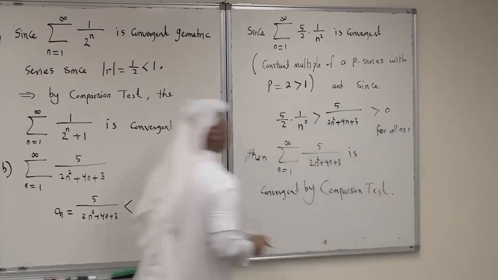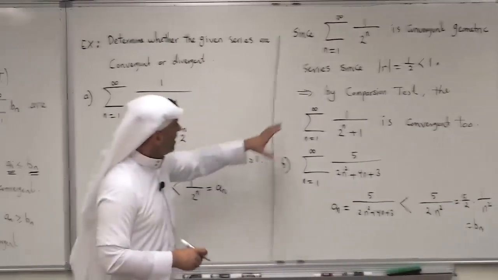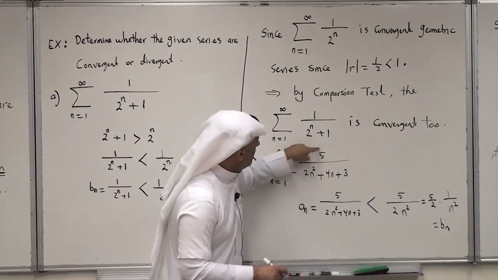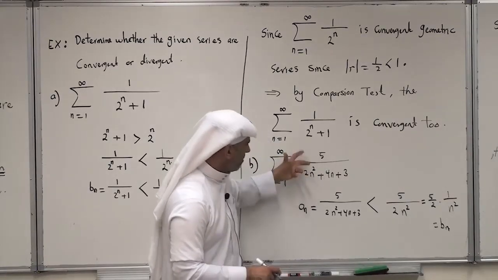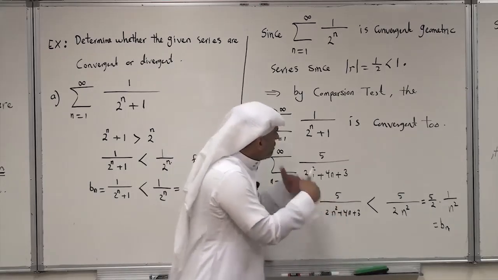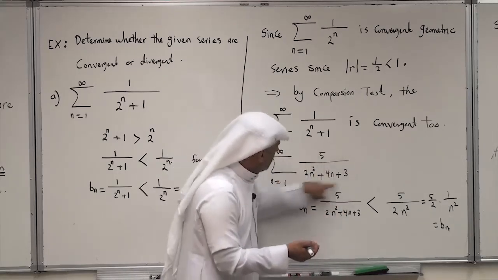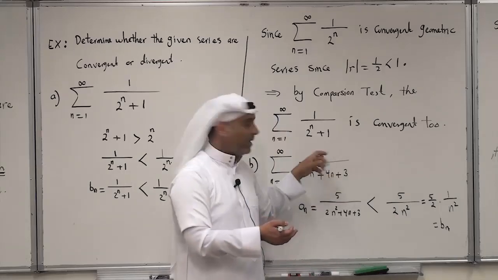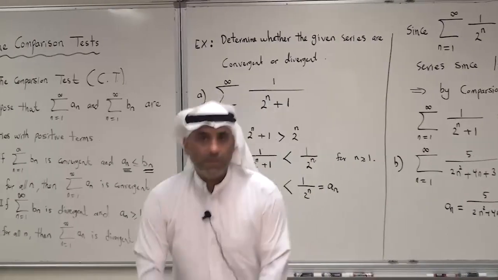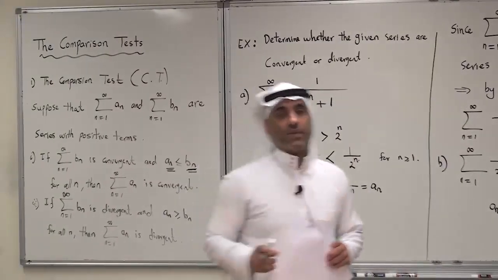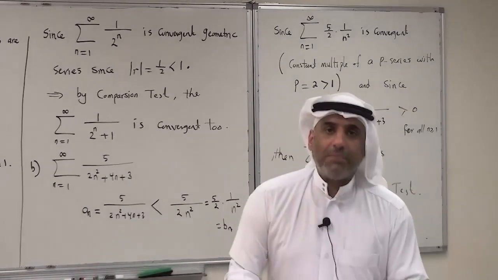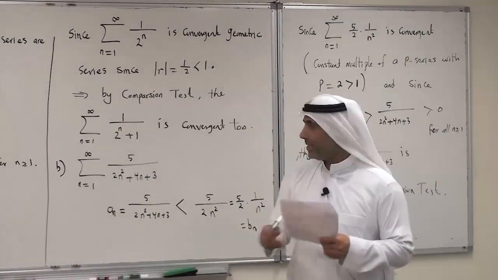Okay, so this is the idea of how to apply the comparison test. We start with a series. We may have an idea that this series is similar to a P series with P equal to 2, so it's convergent. So we try to look for another series that is convergent and whose terms are greater than or equal to the terms of the series in the question. In that case, we conclude by the comparison test that our series is also convergent. More examples will be seen about the comparison test.